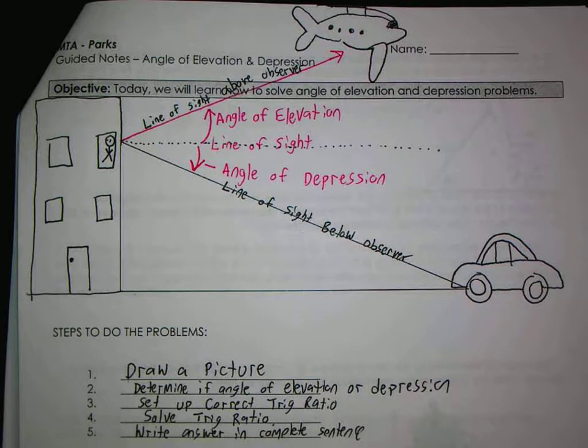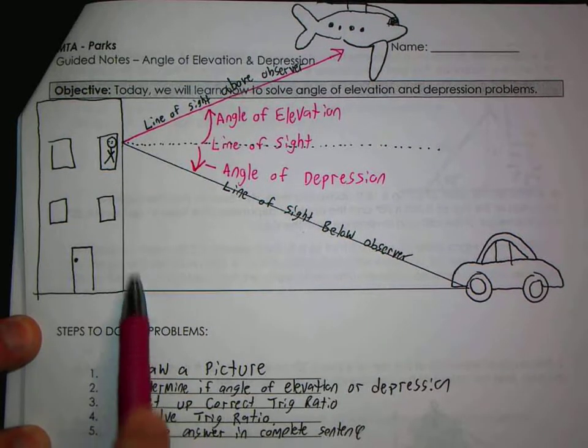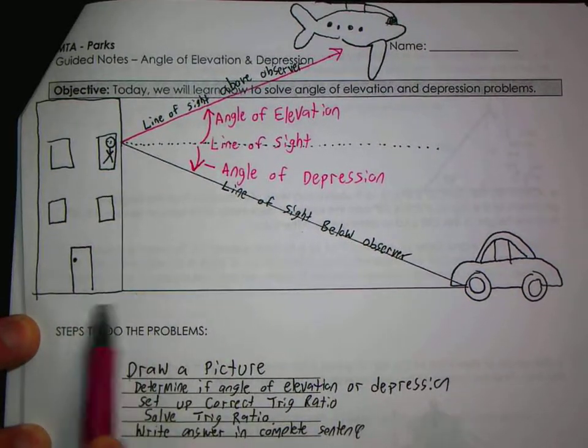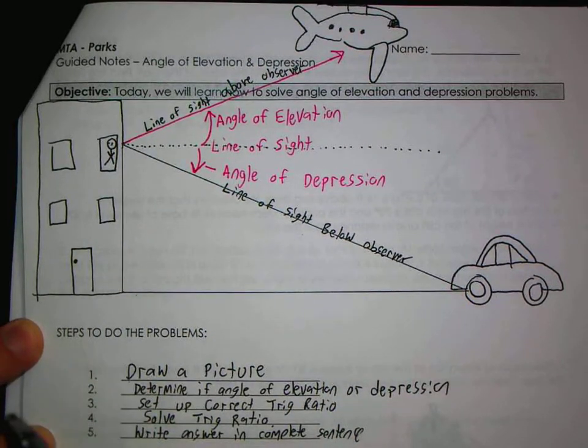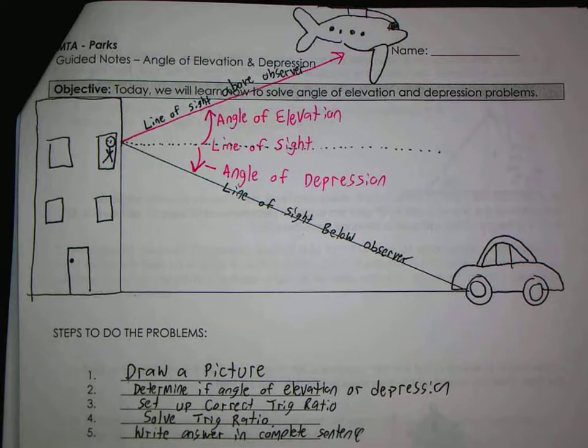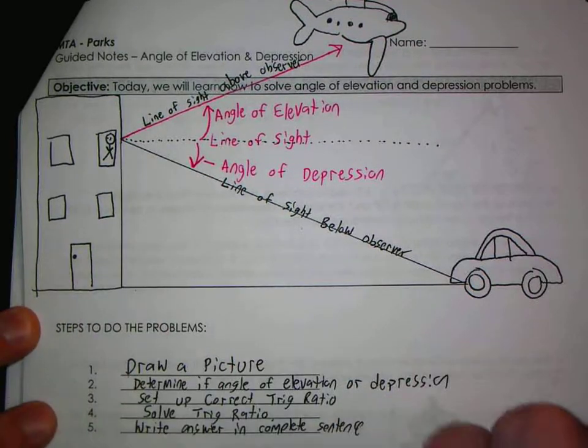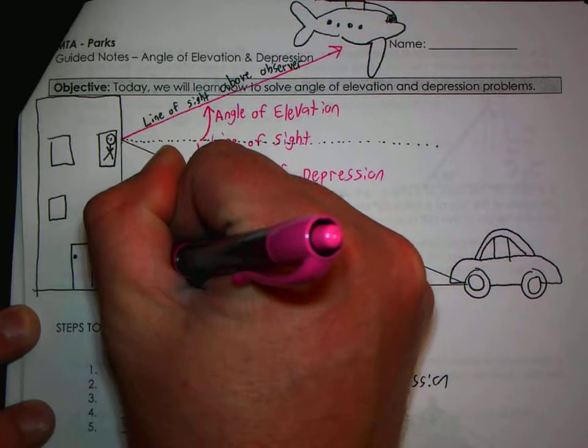So you need to pay attention in a word problem and decide, basically, is the person looking up or is the person looking down? Now what's nice is if you put anything, like say next to a building, a street and a building make usually a 90-degree angle. Not every building goes straight up and down, but most buildings just go straight up and down.